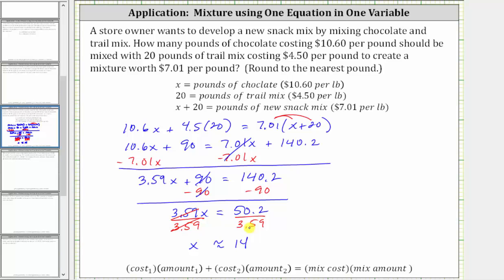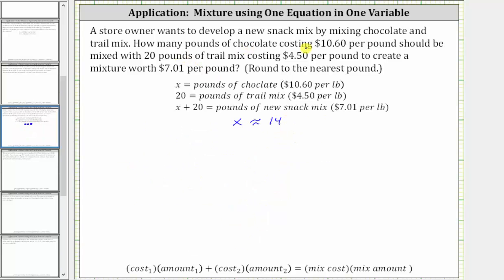And let's do this on the next slide. And the question asks how many pounds of chocolate costing $10.60 per pound should be used. We now know the owner should use approximately 14 pounds of chocolate at a cost of $10.60 per pound in order to make the new snack mix at a cost of $7.01 per pound. Notice how the amount of the new snack mix will be approximately 14 plus 20, or 34 pounds. Let's write the answer as a complete sentence, which is the owner should use approximately 14 pounds of chocolate to make the new snack mix.